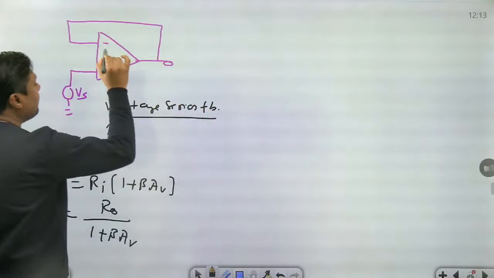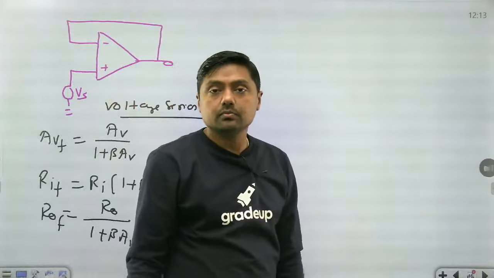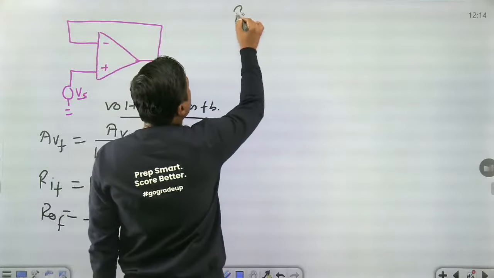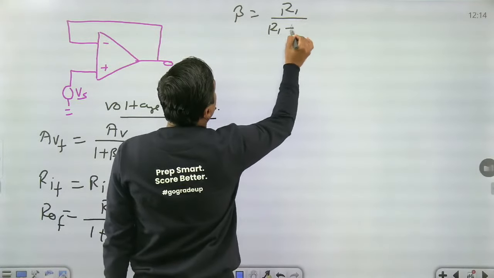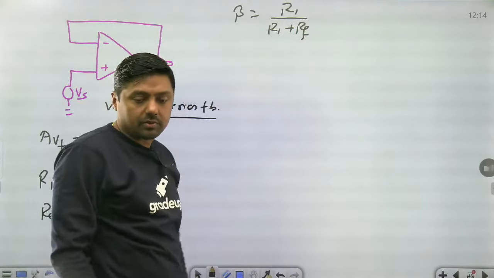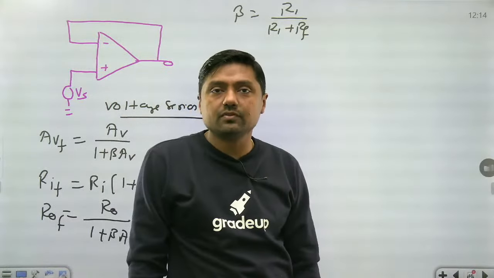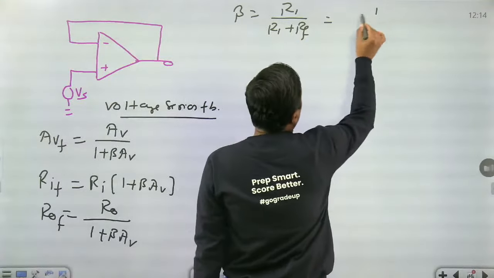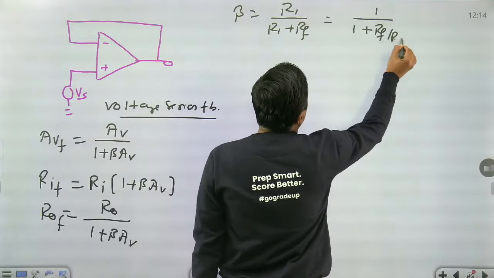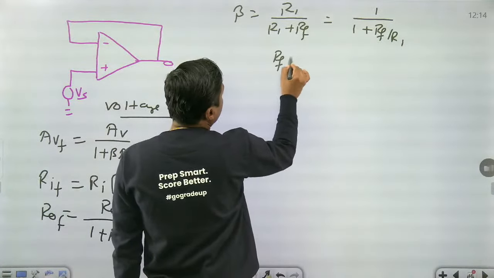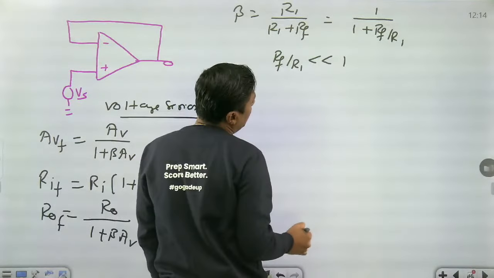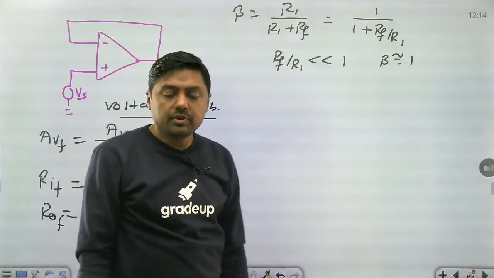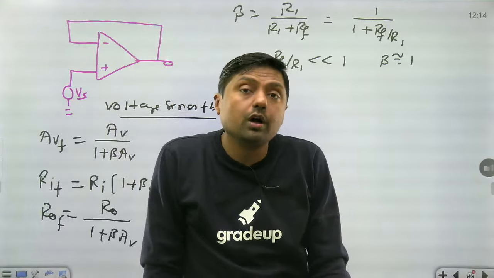What is the value of beta for this diagram? Beta, the feedback factor. Right. What is the beta? R1 upon R1 plus RF. This is the beta. And everyone please tell me. Where is the R1 and where is the RF? Nothing is here. What is the value? So always remember, this is 1 upon 1 plus RF by R1. And for a voltage follower, RF by R1 is very less as compared to 1, and that's why this is negligible. Beta is nearly equal to what? 1. Beta is nearly equal to 1, right?